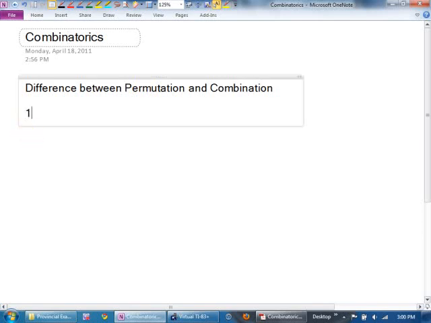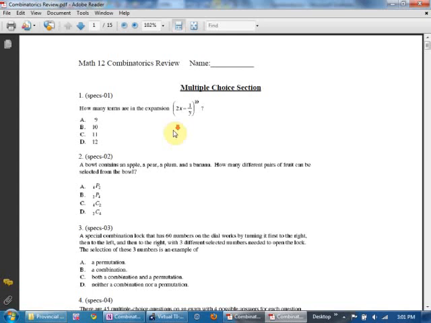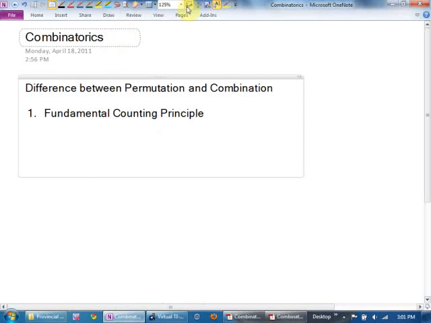But we started out with the first thing, which was the fundamental counting principle. Where are we going to use the fundamental counting principle? Stuff like question number four from the review. So let me actually open up the Combinatorics review. Number four is a good example of the fundamental counting principle.